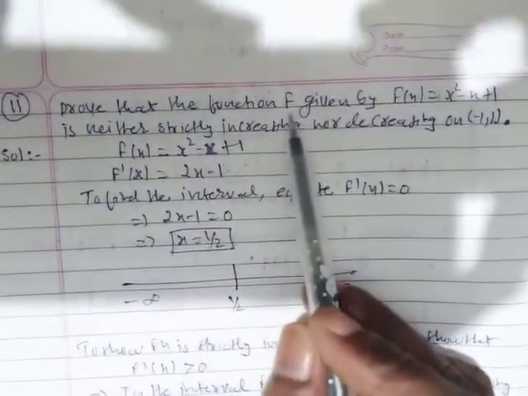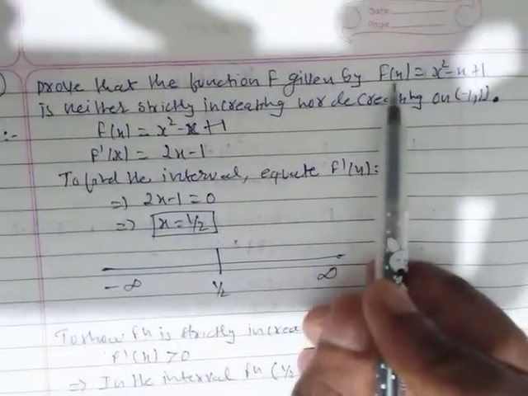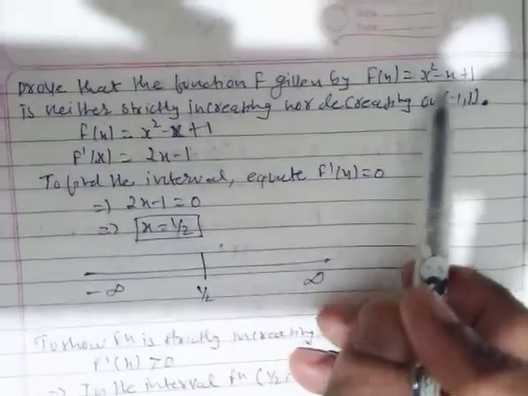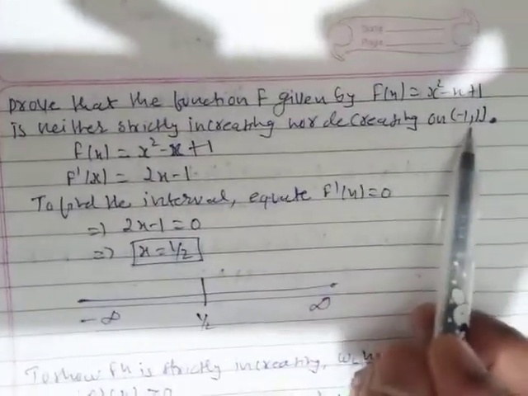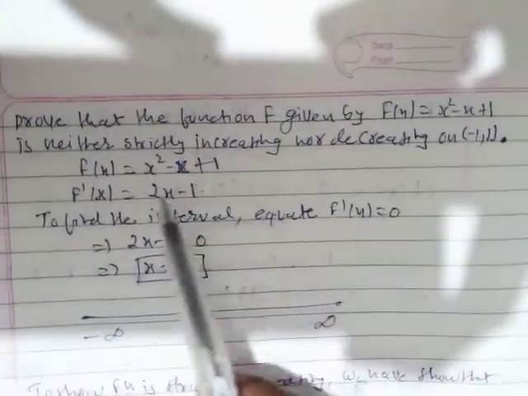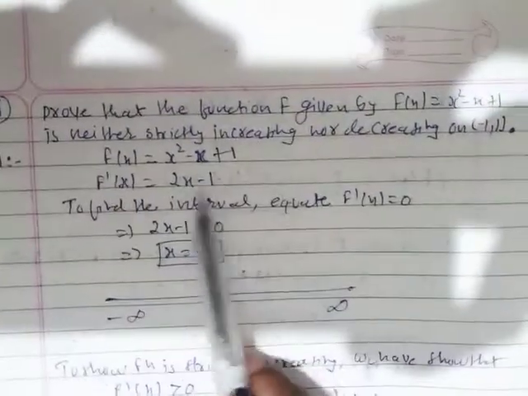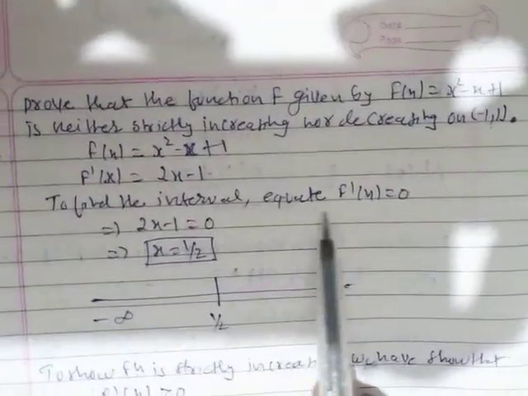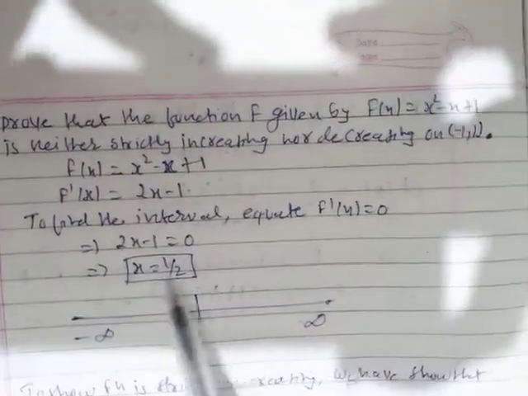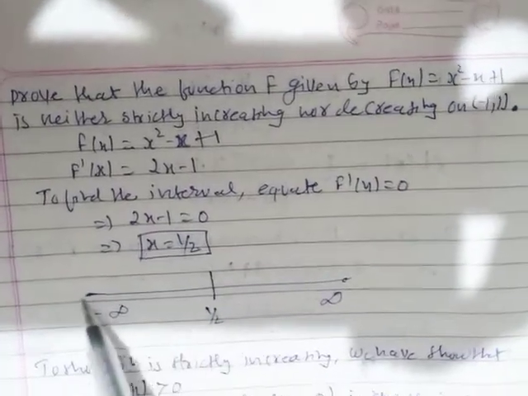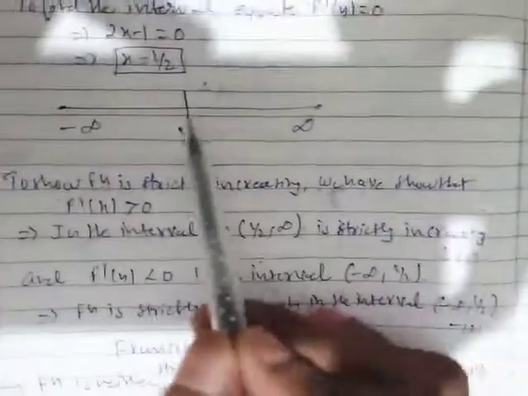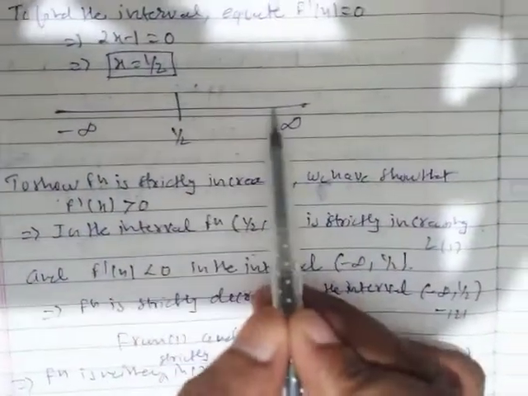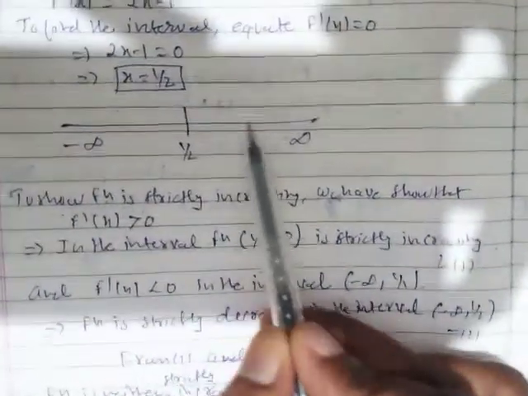Prove that the function f given by f of x equal to x square minus x plus 1 is neither strictly increasing nor decreasing on the interval minus 1 to 1. So f dash of x is 2x minus 1. To find the interval, equate f dash of x equal to 0. So you'll get x equal to half. Now draw the number line: minus infinity, half and infinity. You have to check here and here also. Greater than half, take 1.